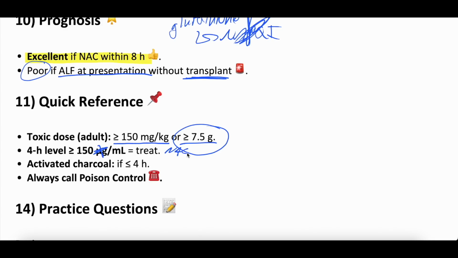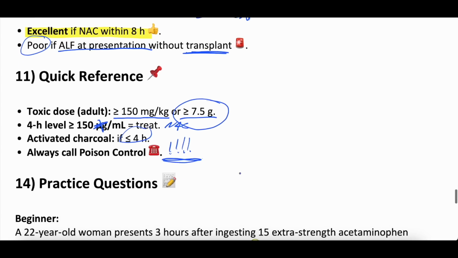Treat with N-acetylcysteine. But remember, you can't depend on this level on the Rumack-Matthew Nomogram if they took extended release or co-ingestions or the timeline's unclear, it's chronic, or what have you. So when in doubt, treat. But in someone who you kind of have a good timeline, it's all immediate release, you can use this Nomogram to help guide when to initiate NAC therapy. If their ingestion is within 4 hours, consider activated charcoal, and then always, always, always call the poison center.